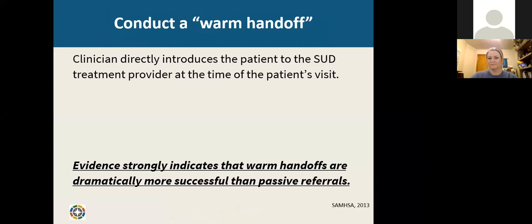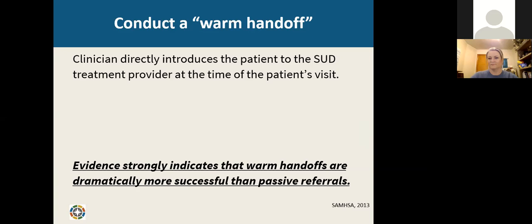So I mentioned warm handoffs. Just to explain what that is, that's when a clinician directly introduces the patient, client, or participant to the treatment provider in real time. So that works great if we have the ability for very integrated care, and maybe someone's been seen and we have behavioral health consultants right there within that agency.